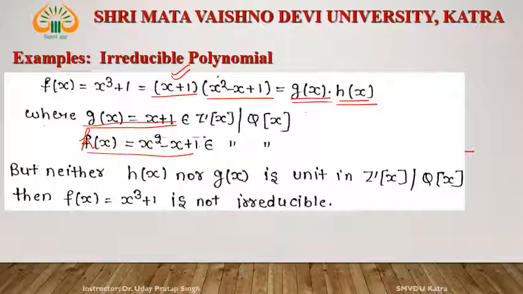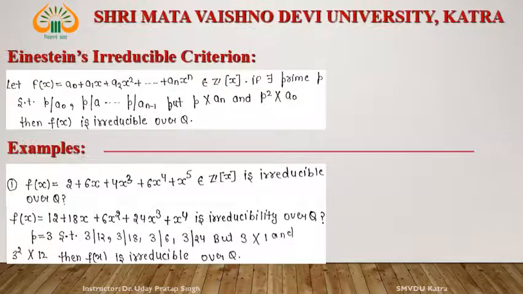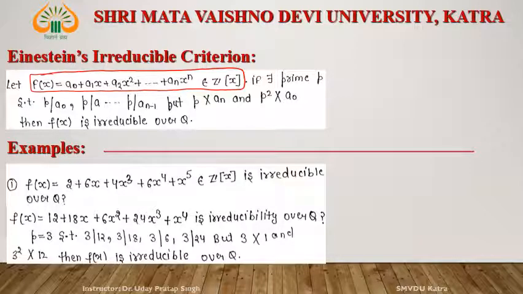It is a product of g(x) and h(x), and g(x) and h(x) both are not units, so f(x) is not irreducible. Okay, now see the Eisenstein criterion of irreducibility. What is that? If f(x) is any polynomial of this form in Z[x], it means a0, a1, a2, ..., an are integers.